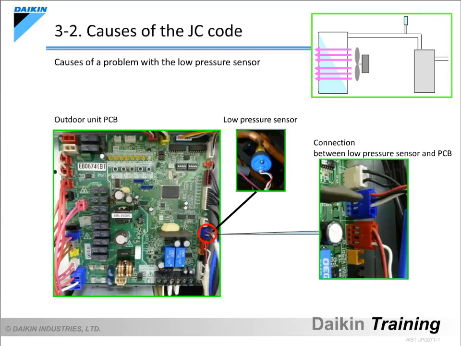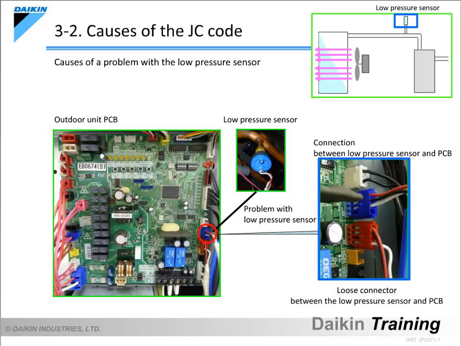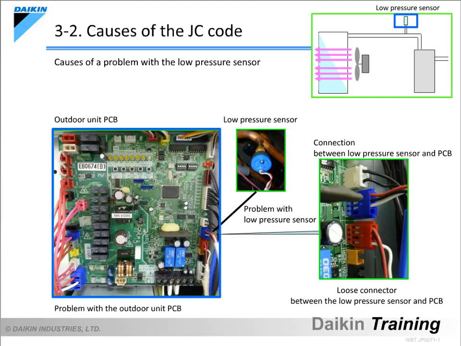Let's now take a look at the causes resulting in the JC code. JC is the malfunction code displayed on the remote controller when there is a problem with the pressure sensor, or in other words, when the air conditioner malfunctions. The possible causes are a problem with the low pressure sensor itself, a loose connector between the low pressure sensor and the outdoor unit PCB, or a problem with the outdoor unit PCB.